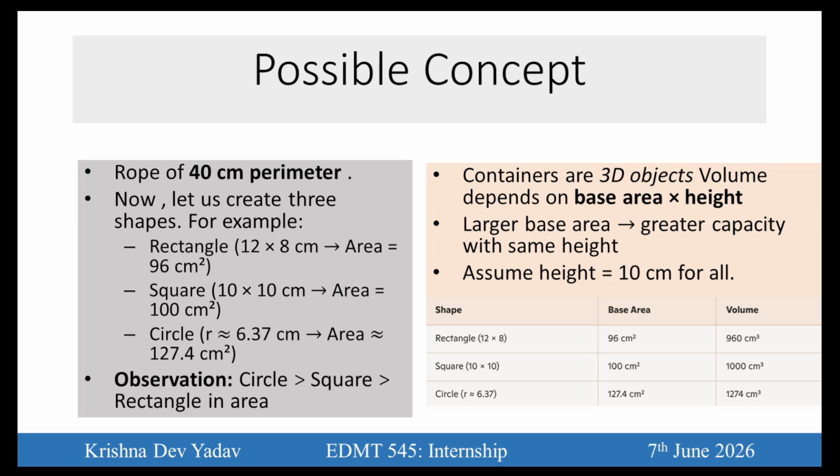Now let's connect these ideas with the container. Containers are three-dimensional objects, so their volume depends on the area of the base multiplied by the height. If all containers have the same height, the one with a larger base area will hold more material, obviously, and that is one important reason why many traditional containers are circular.